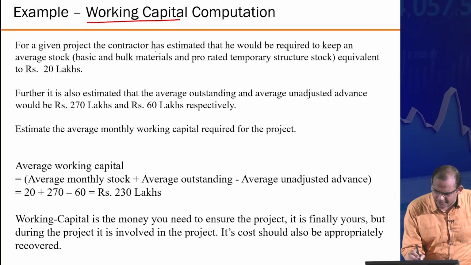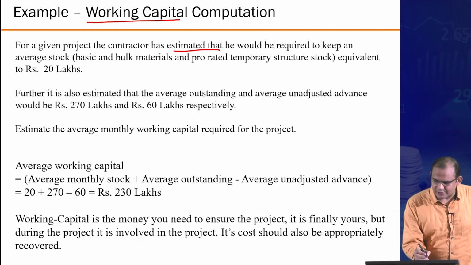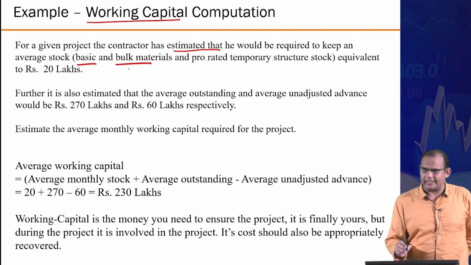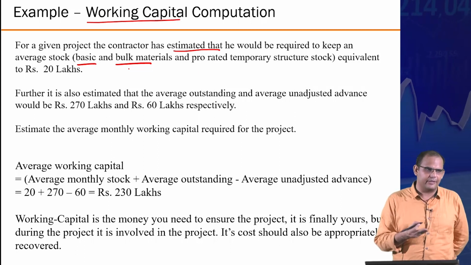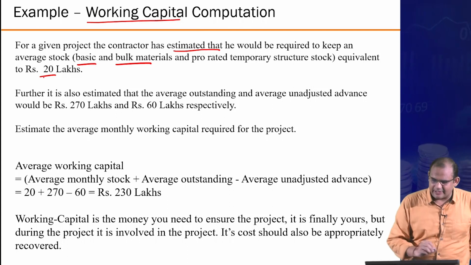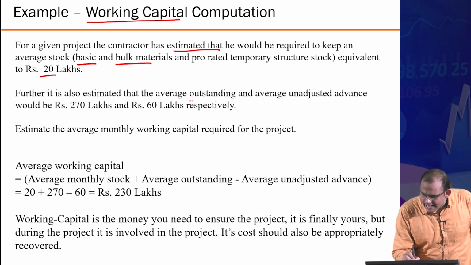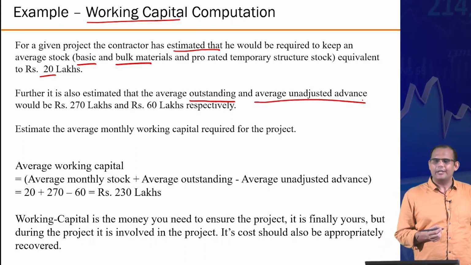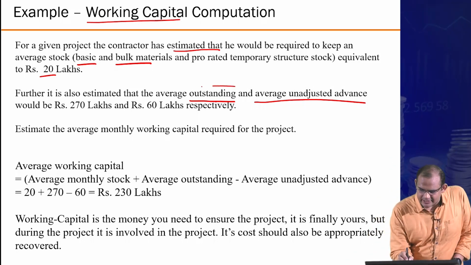So let's say for a given project, the contractor has estimated that he would be required to keep an average stock, which we just calculated in the previous question, which is the basic stock and the bulk material. Materials were already given. Basic stock of temporary structure we calculated using the percentage of the total invoice value, right? And this is given to you as 20 lakh rupees. Further, it is also estimated that average outstanding and average unadjusted advance would be 270 lakh rupees and 60 lakh rupees. Do you know what average outstanding is?